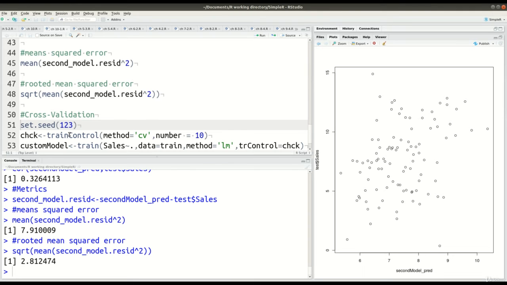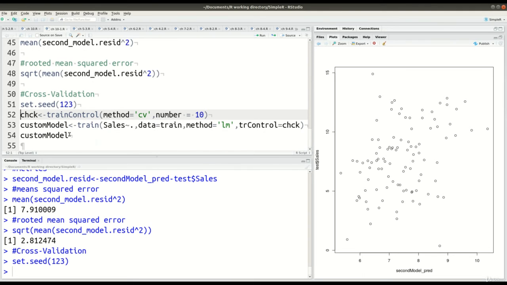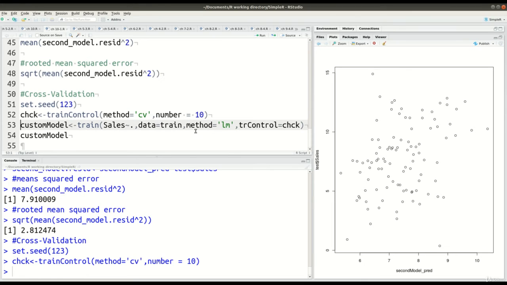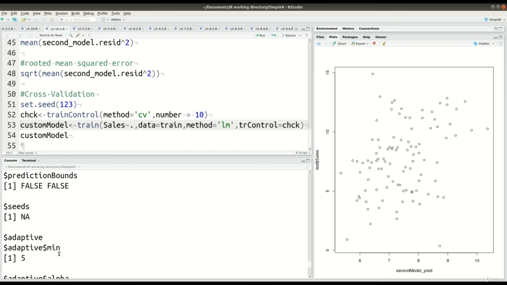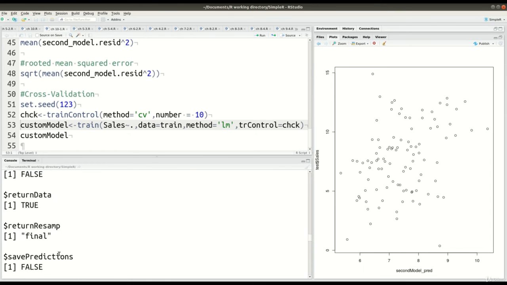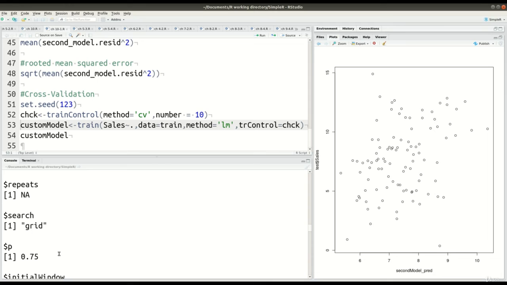So having said that, I will set my seed. I'm going to set up my train control here. This is setting the values that I want to use for my cross validation. So I'm using the method CV, and the number is the number of folds right here. And so I save that as an object called CHCK. I'll show you what it has inside. It just has a list here, nothing that deep, just a bunch of information for a list.